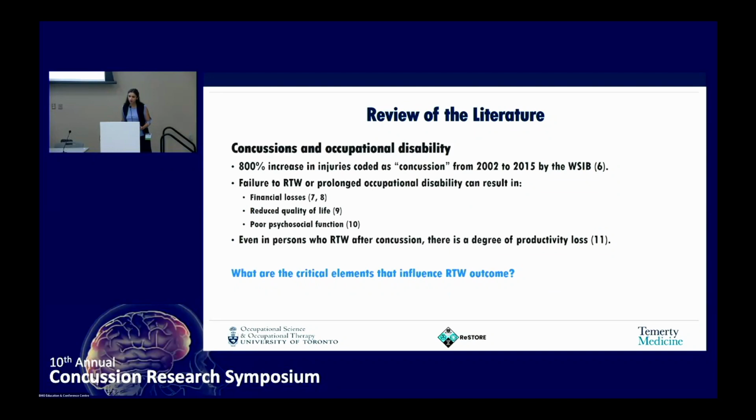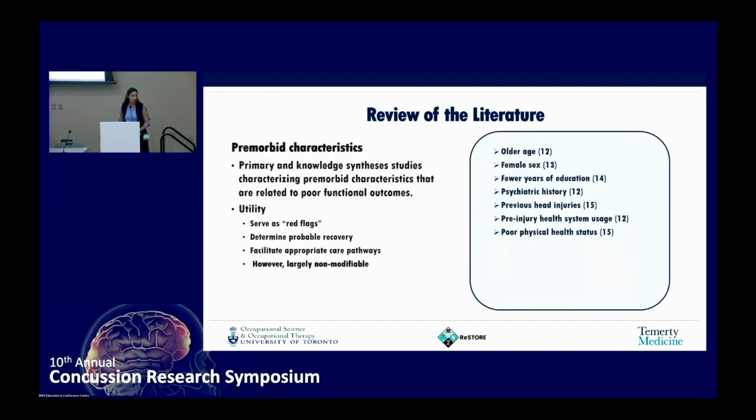So the question that I'm really interested in answering is, what are the critical elements that influence return to work outcomes for individuals? The literature has identified a few. Largely it characterizes premorbid characteristics that are related to poor functional outcomes. These are in the form of both primary and knowledge synthesis studies, and I have some examples on the right on my side here.